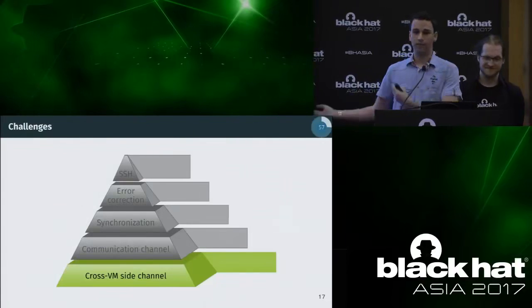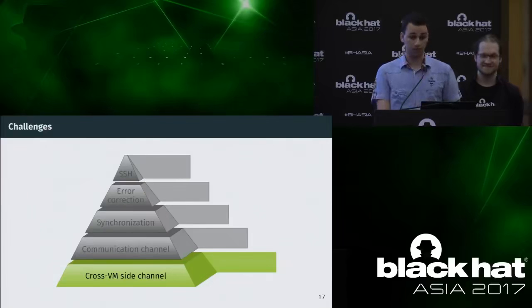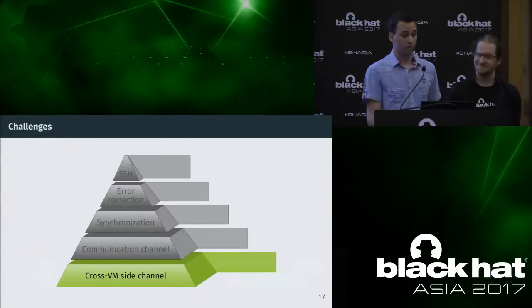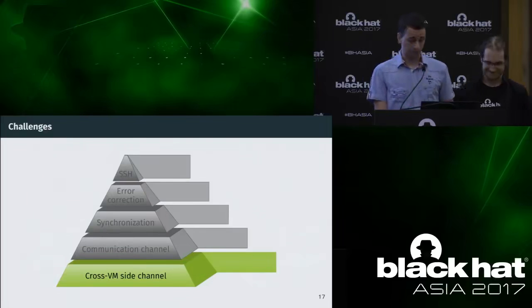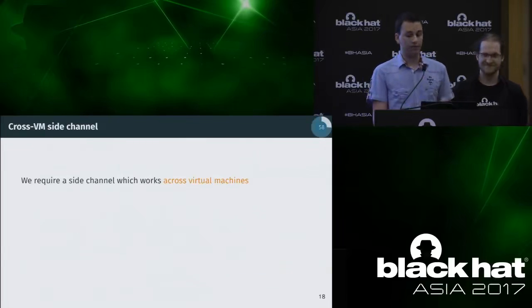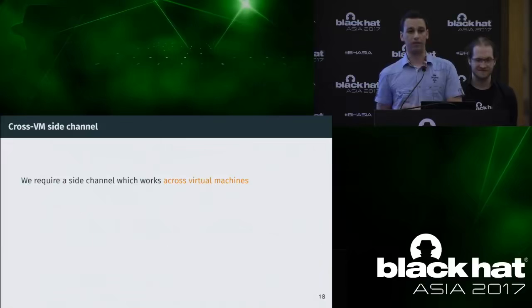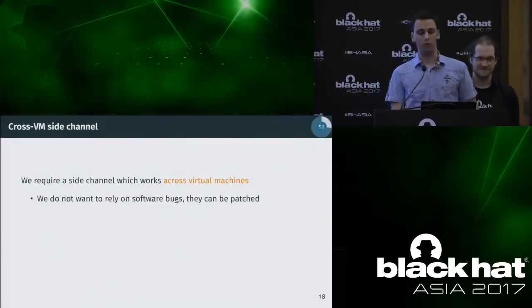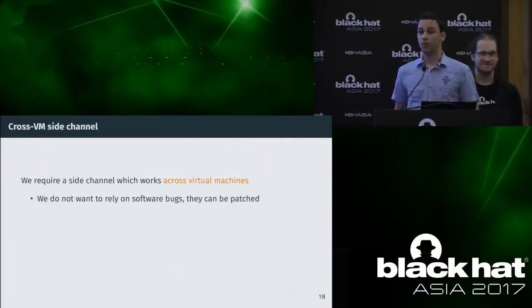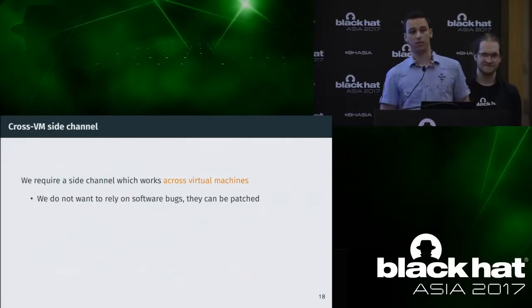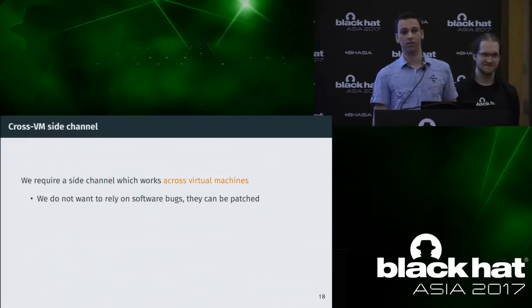And that's why we have to tackle a lot of challenges. So the first thing is this cross-VM side channel. We require a side channel which works across virtual machines. So we need a new channel, where we can communicate from one virtual machine to another one. And we do not want to rely on software bugs. Software bugs can be patched. That's easy, and it's boring, because then our talk would be worthless if someone provides a patch for that.